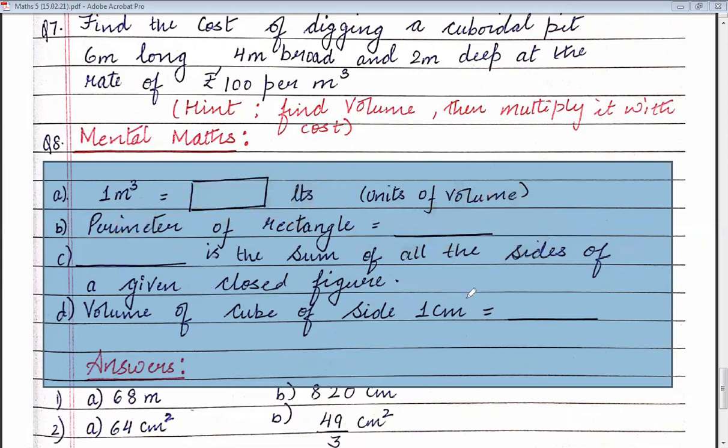Volume of a cube of side 1 centimeter. 1 centimeter multiply 1 centimeter multiply 1 centimeter. So you will get only 1 centimeter cube. So what is the volume? 1 centimeter cube. I hope, children, you are clear with all the questions discussed in this assignment. Please try all these questions in your mathematics register. Thank you, students.